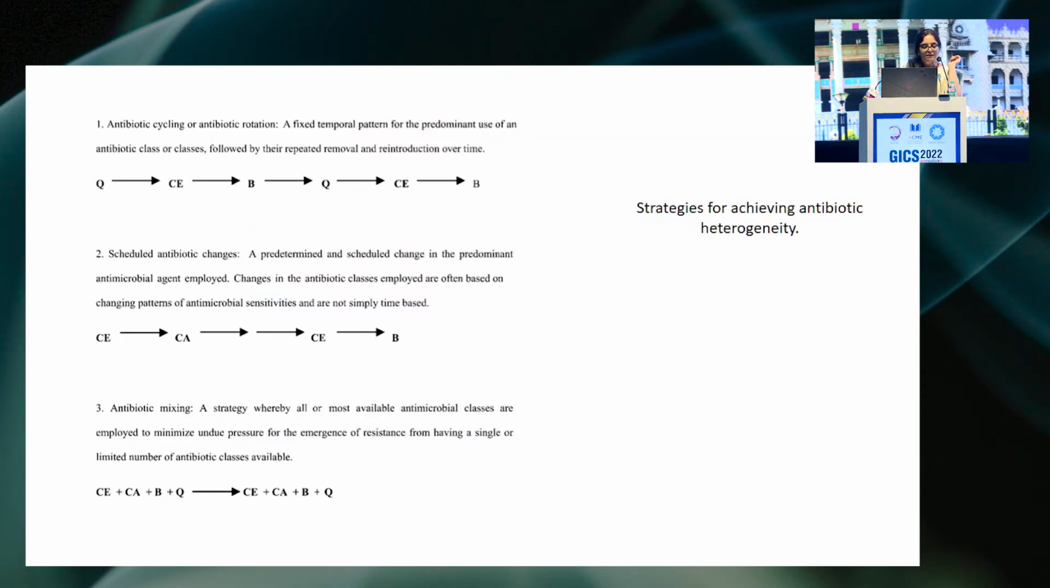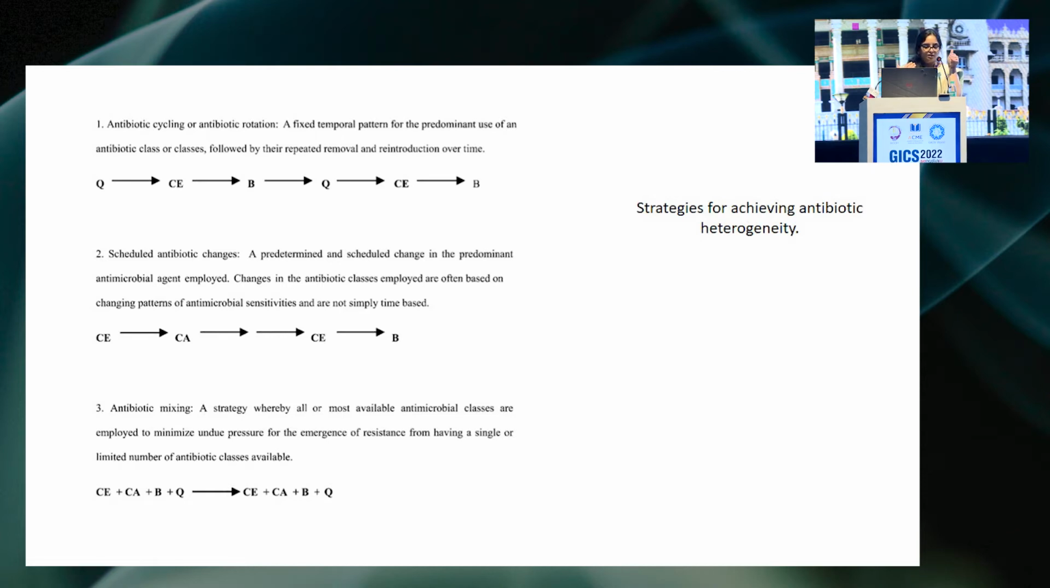It is more of a heterogeneous approach, while rotation is a more homogeneous approach. How do we achieve antibiotic cycling or rotation? You can use a quinolone, then a cephalosporin, then a beta-lactam, and then again repeat the same cycle. Similarly, in a scheduled approach, you can use cephalosporin, carbapenem, cephalosporin, beta-lactam. This is rotation. In mixing, you can use cephalosporin, carbapenem, and randomly allocate anything to anybody. That is what mixing is. It is believed that mixing reduces the risk of over-utility of one particular antibiotic.